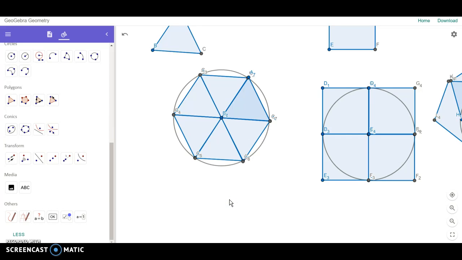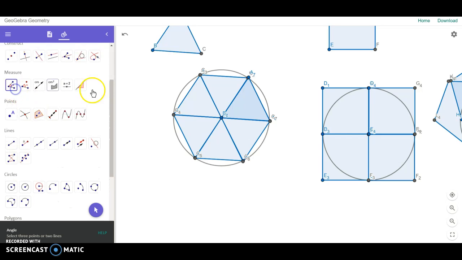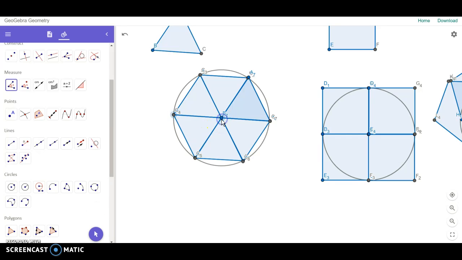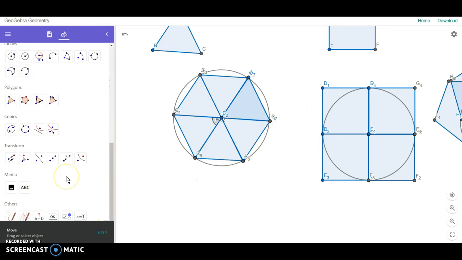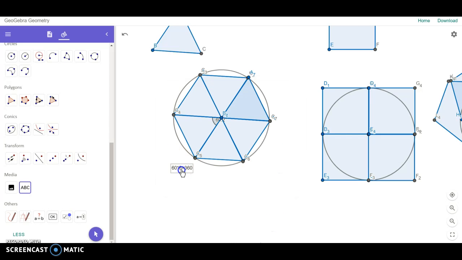Well, equilateral triangles have 60-degree angles. We can actually take our measuring tool and prove that right here, okay? 60.2. I didn't drag these precisely, but all of these are 60-degree interior angles. What's 60 times 6? You can do that in a calculator. 60 times 6 is 360 degrees. Well, that's kind of cool, because that's how many degrees are in this circle right here.